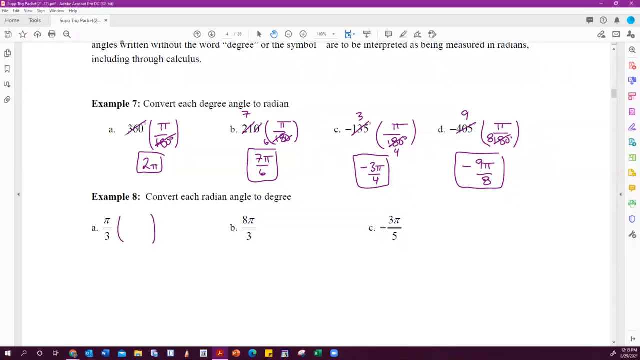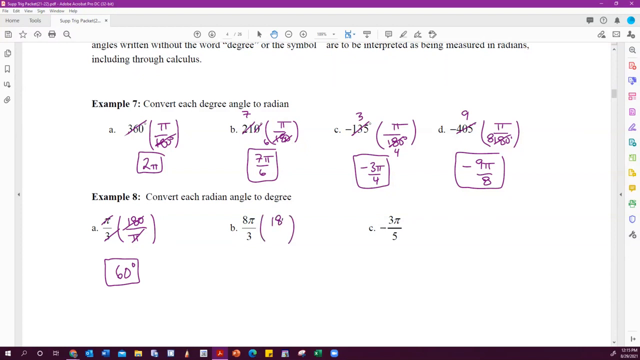Now the conversion factor is flipped. We're going into degrees, so degrees goes on top, radians goes on bottom. Pi over pi, 180 divided by 3 is of course 60. But don't forget your degree symbol. This time we need the degree symbol.